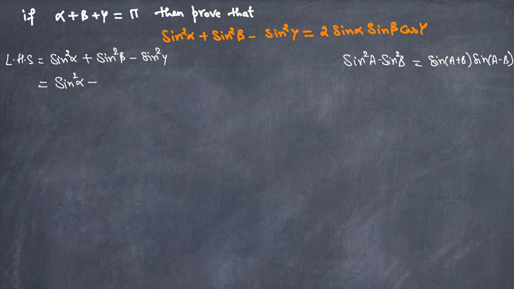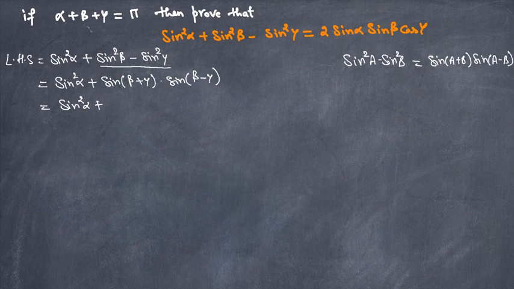Okay, so what we got for these two terms is sin(β plus γ), because my A is β and my B is γ. I'm leaving sin²α as it is, just working with these two first, times sin(β minus γ).